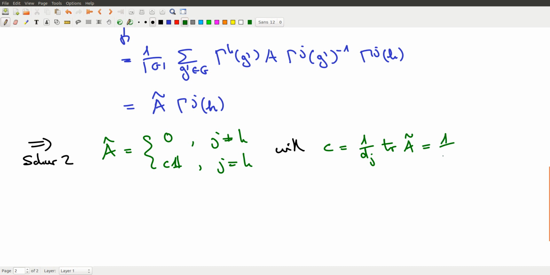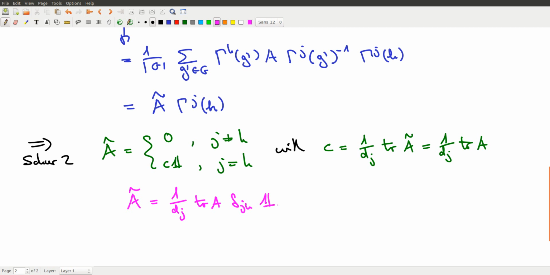Let's write it out. 1 over dj times the trace of a. And so far this was for any linear map A. Maybe we can write down the a tilde again. Let's do this. The a tilde now is this 1 over dj trace of a, let's say delta jk, that takes into account this distinction here, and then a unit matrix.